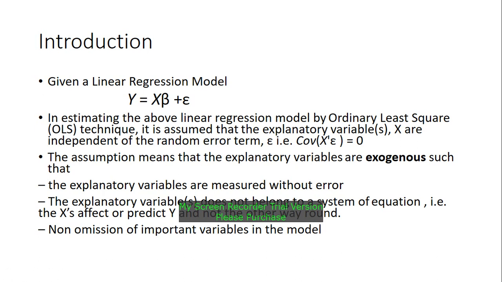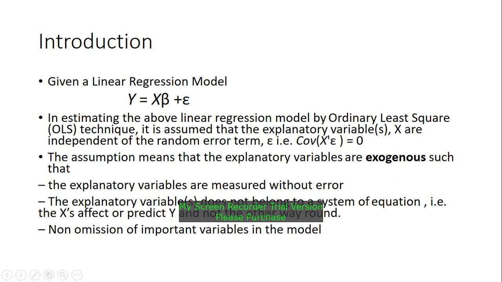Okay, now let's come back to econometrics here. When we say the explanatory variable here is exogenous, what it means is that explanatory variables are measured without error. So that's what the above assumption is trying to say, that the explanatory variable and the error term are supposed to be independent. Another meaning of exogeneity is that the explanatory variable does not belong to any system of equations, that is, x affects or predicts y and not the other way around. So x is supposed to predict y, but y cannot predict x.